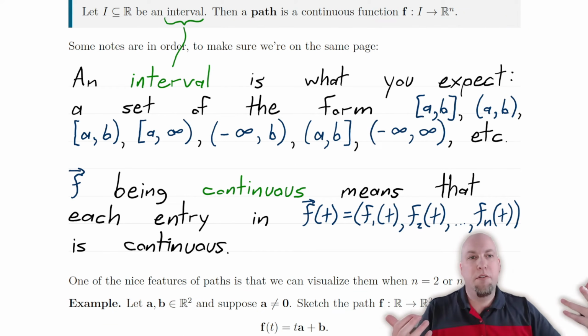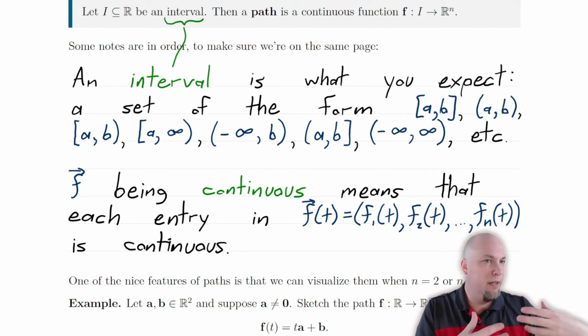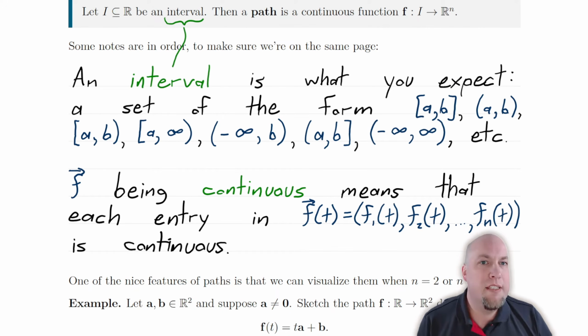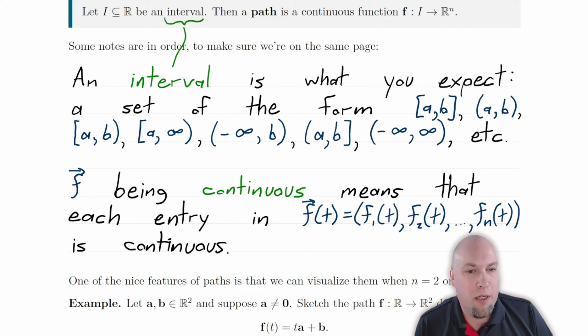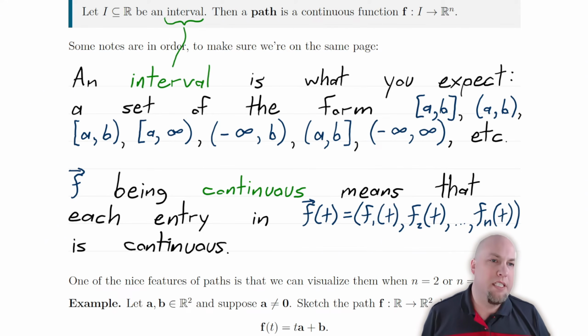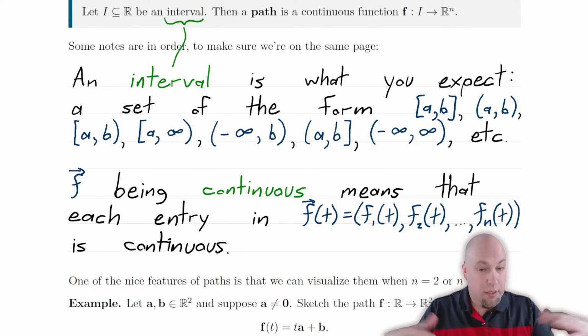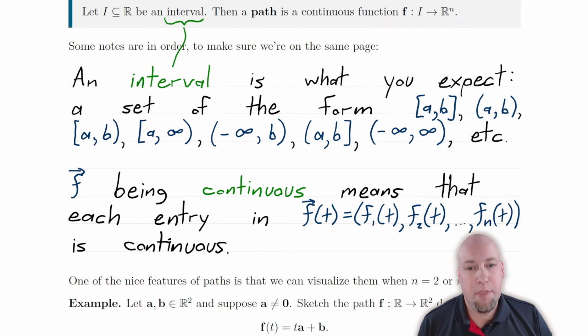Okay, and this is really useful because it lets us leech off of things that we know about one-variable functions to conclude things about paths here. And in particular, what I mean by a continuous function from an interval to a set of vectors is just, well, each of these functions here, f1, f2, up to fn, each of those has to be continuous, okay, in the one-variable function sense. Okay, so fine and dandy.